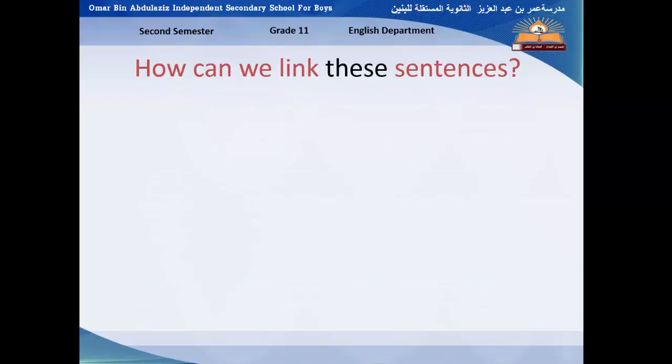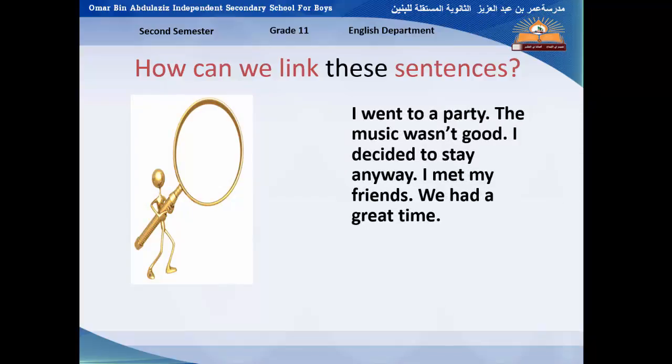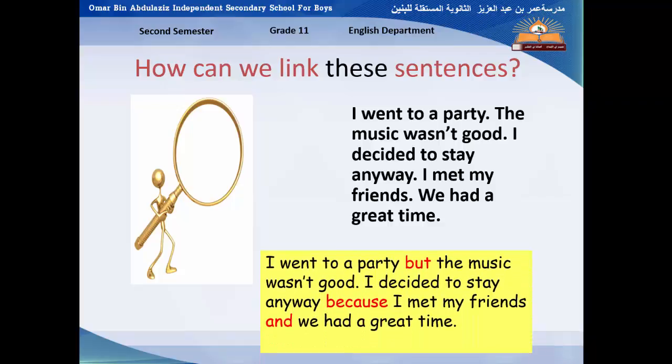How can we link these sentences? Think with me. I went to a party, the music wasn't good. I decided to stay anyway. I met my friends, we had a great time. We can link these sentences. I went to a party, but the music wasn't good. I decided to stay anyway because I met my friends and we had a great time.